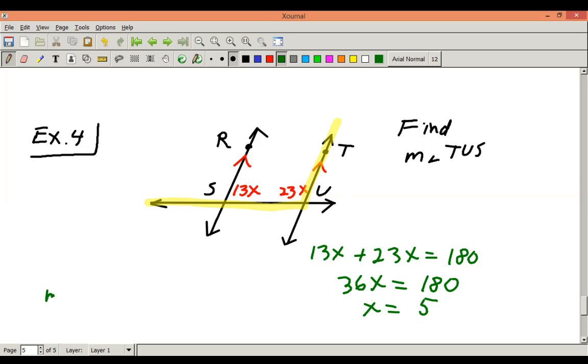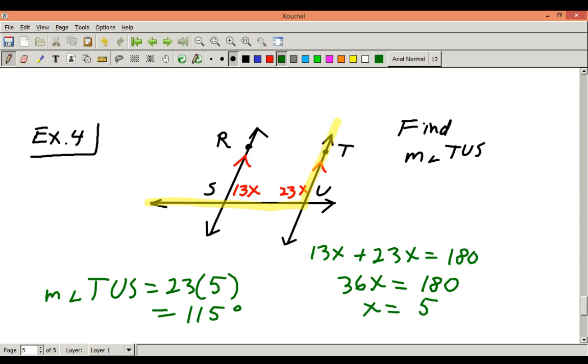Okay, so now we can go ahead and address the issue that we were asked to solve here. So find the measure of angle TUS. It's going to be 23 times that 5. It's going to be 115. And don't forget that's an angle, so that's got to have a degree symbol in there indicating degrees for that angle.